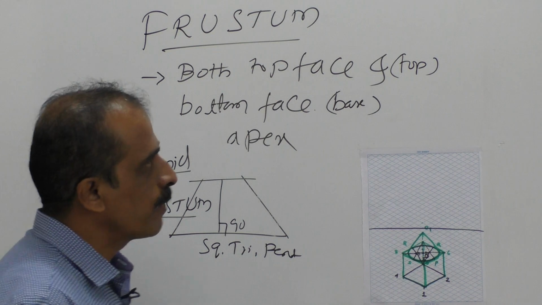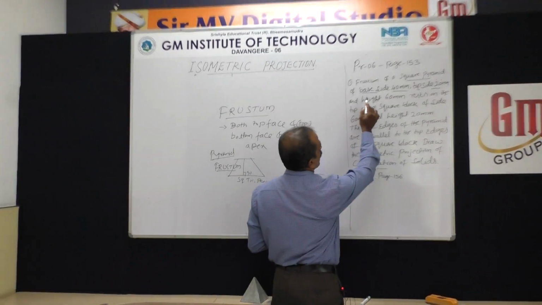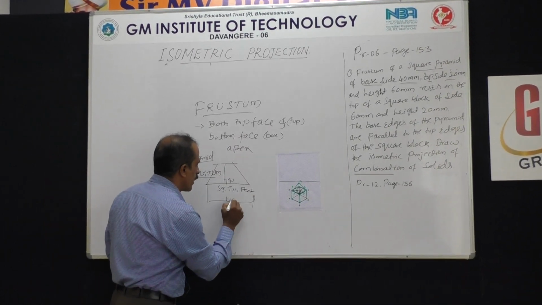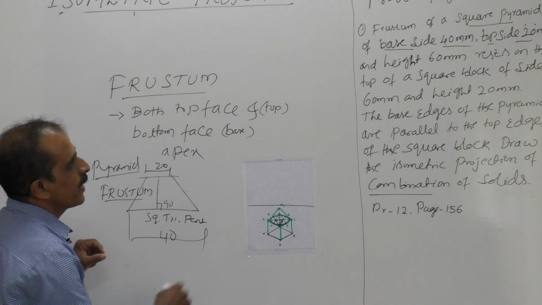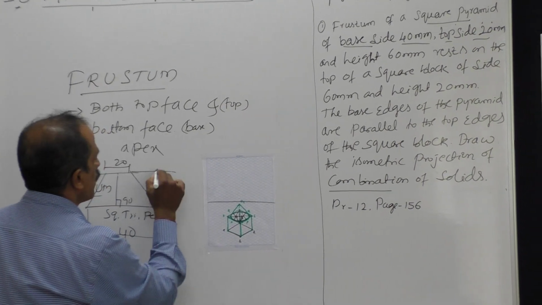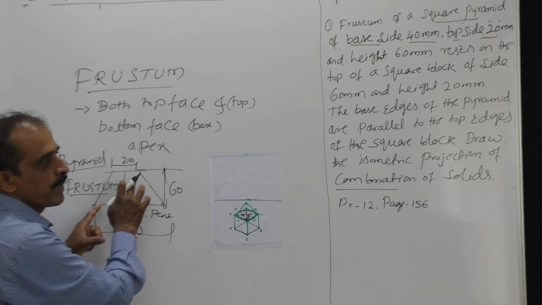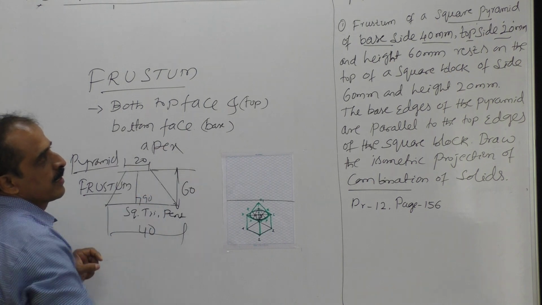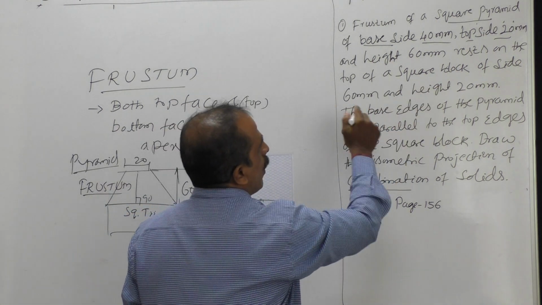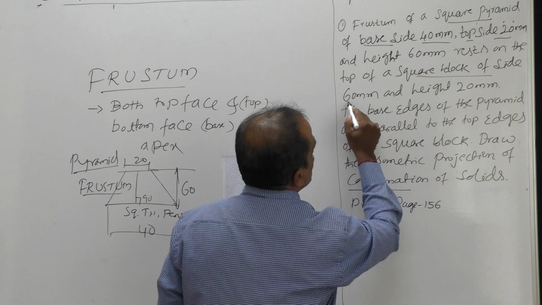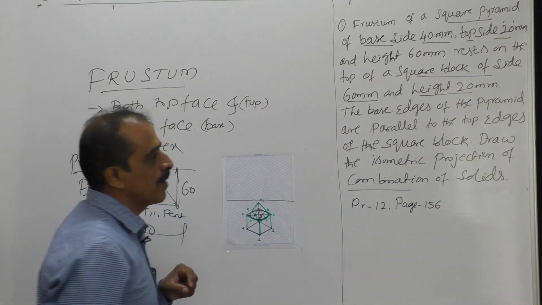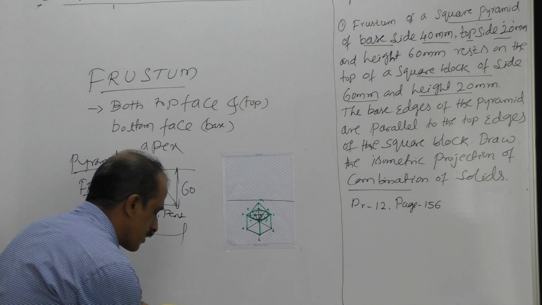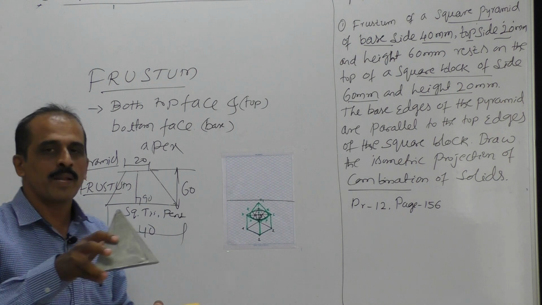Now let me come to the numerical, where the base side is 40 and the top side is 20, with a height of 60. Imagine this is a square pyramid: base is 40, top is 20, and this is 60. It rests on top of a square block of side 60 and height 20 mm. So imagine it is a square block. Over this, if you place it, now this is a pyramid, imagine it is a frustum.